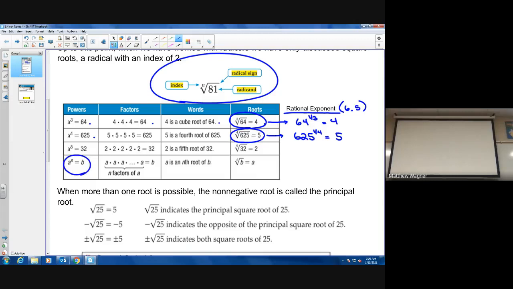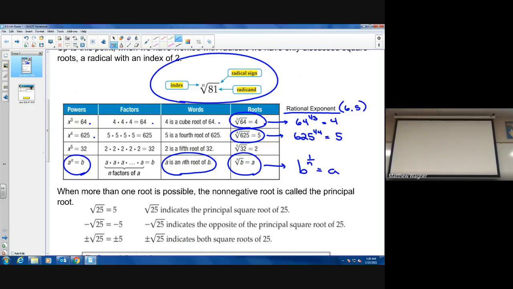This is our general situation. If I have a to some power, that equals b, then a is the nth root of b, which can be indicated by this general notation. Again, n is the index of your root, b is the radicand, and a is your solution in this case. If I write this in terms of rational exponents, again, the denominator of my power is the index of the root.